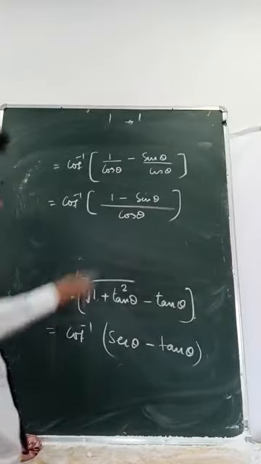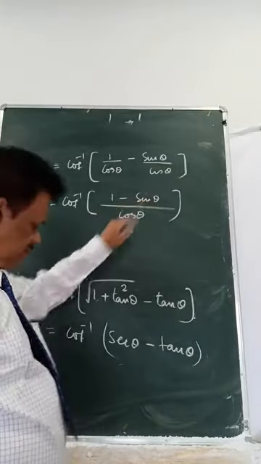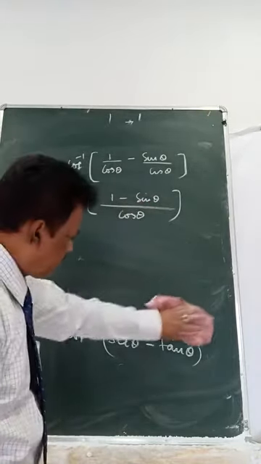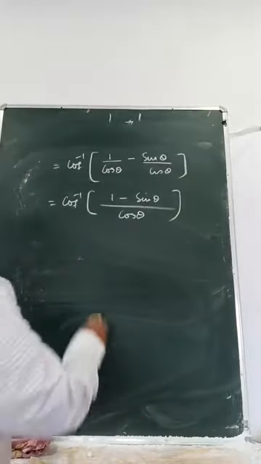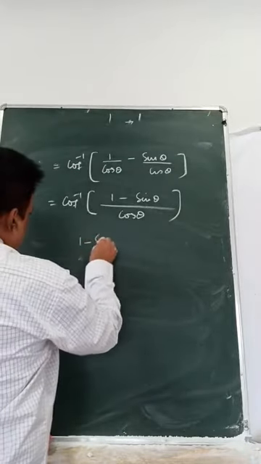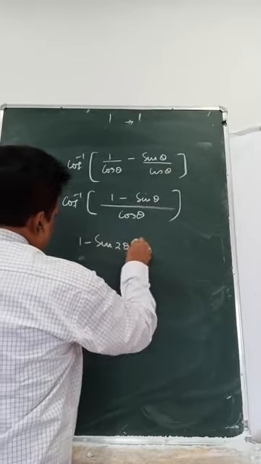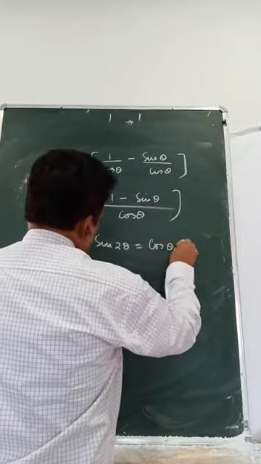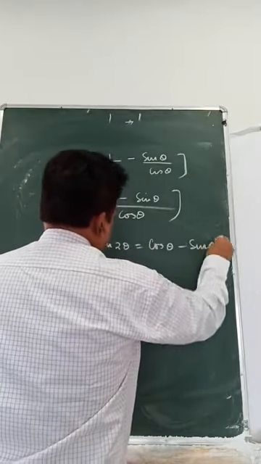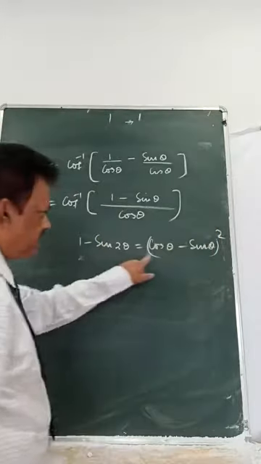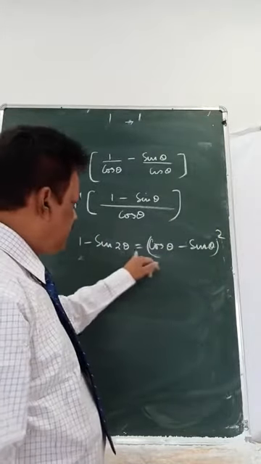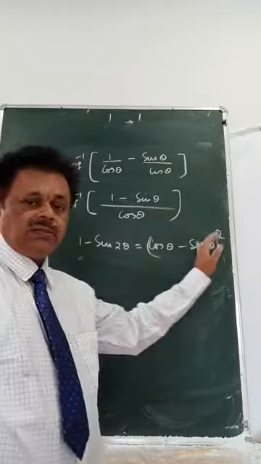Now where am I going to compare this one? To compare that, there is 1 minus sin 2 theta is (cos theta minus sin theta) whole square. This is the formula I have given you. Keep the formula every time in your mind, then only you can sort it out.